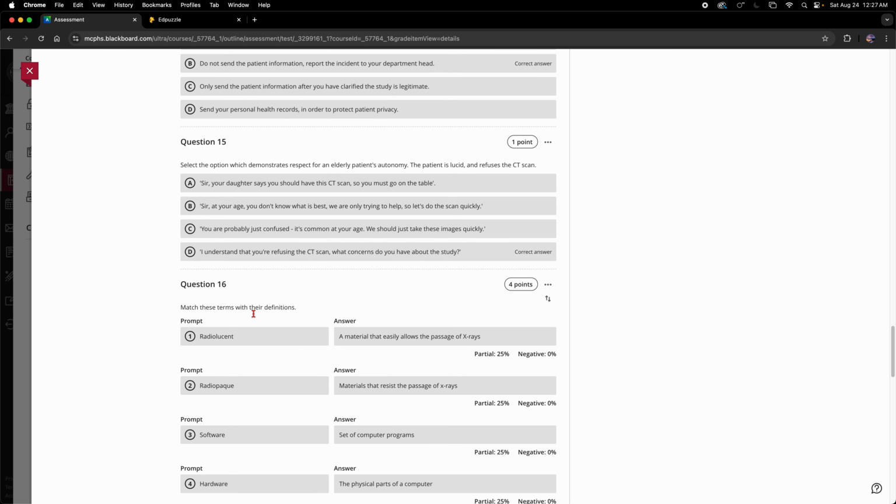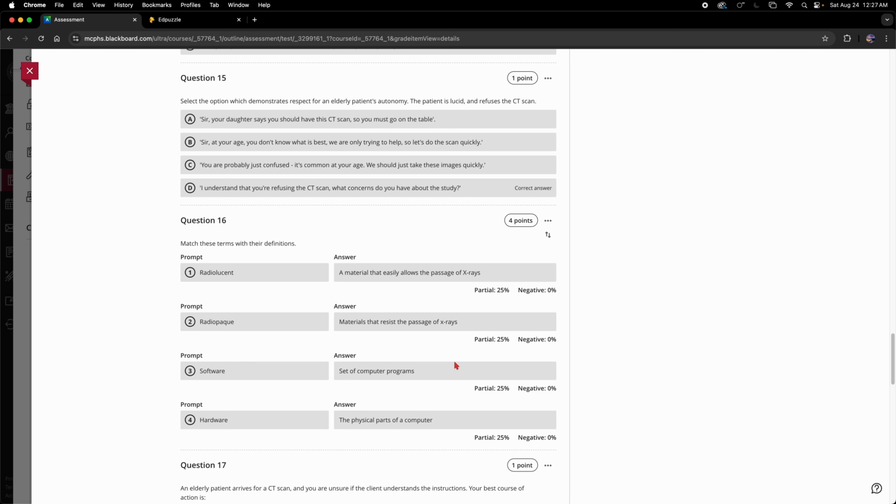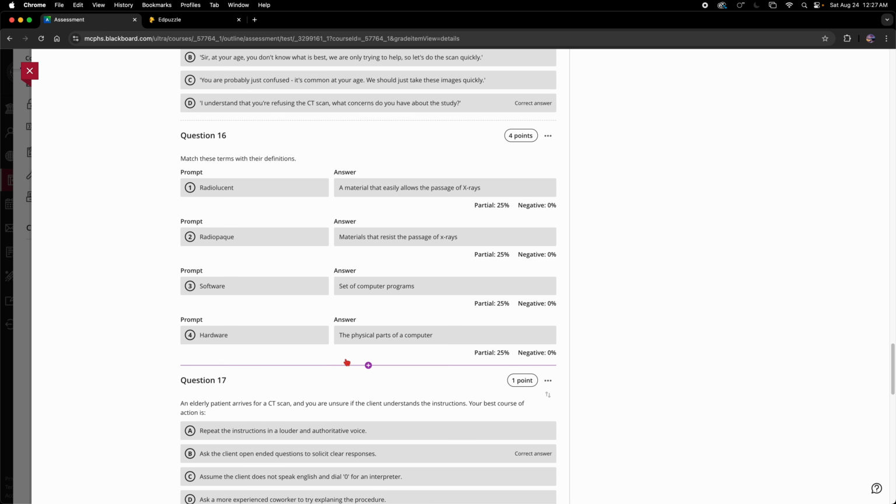Match these terms with their definitions. Radiolucent: a material that easily allows the passage of X-rays. Radiopaque: the opposite. Software: a set of computer programs. Hardware: the physical parts of the computer. So for example, your keyboard, your mouse would be the hardware parts of the CT scanner.